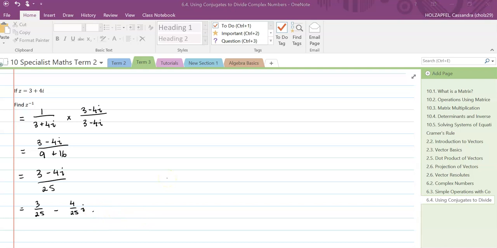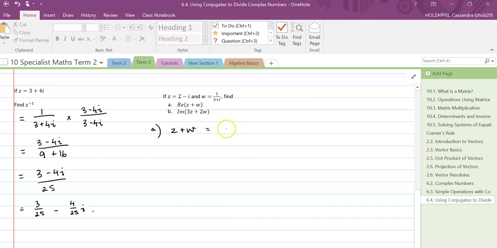Let's go ahead and do another example. If z is equal to 2 minus i and w is equal to 1 over 3 plus i, find the real component of z plus w and then the imaginary component of 3z plus 2w. So let's go ahead and start off with problem A here. We're going to need to find what z plus w is first in order to find the real component.